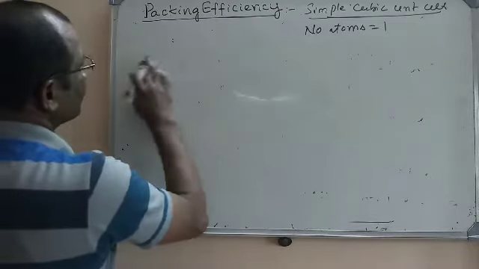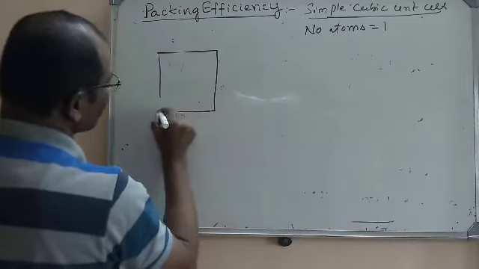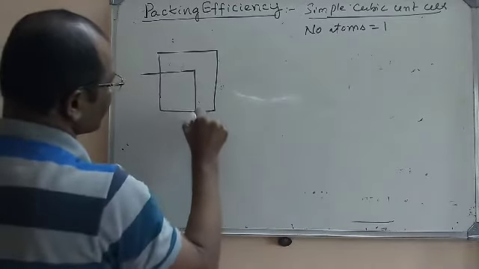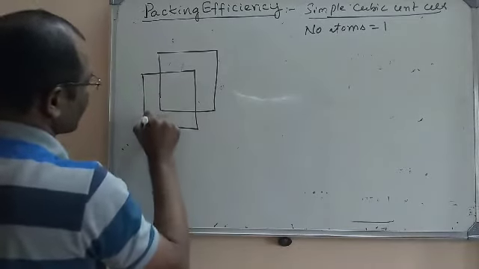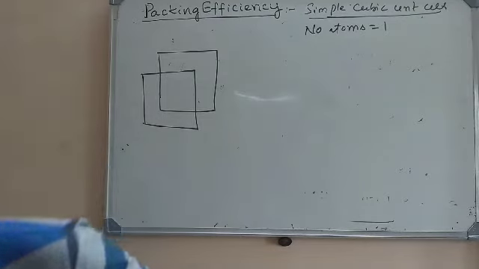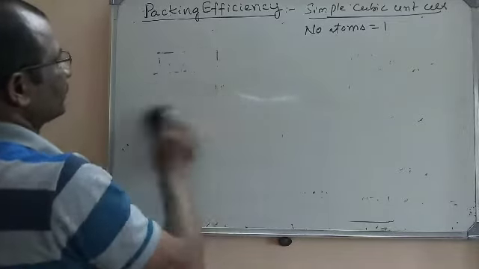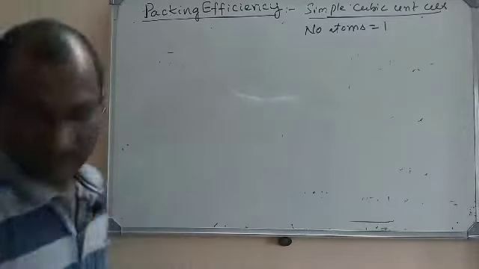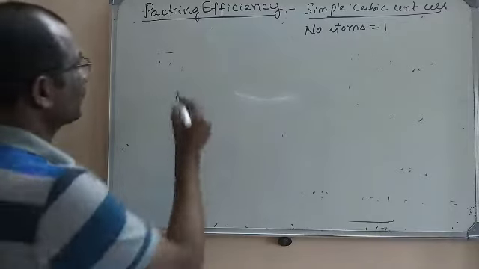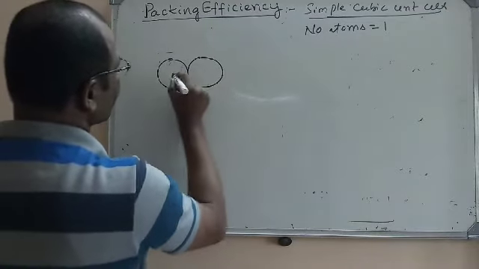I will draw the unit cell first here. This is the unit cell that I am drawing. Once again I will draw here. Remember that in a simple cubic unit cell the derivation is so simple. Let us see how simple it is.